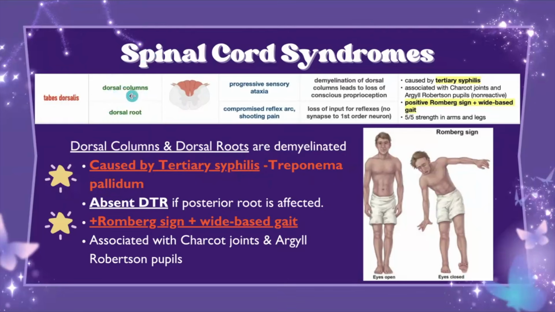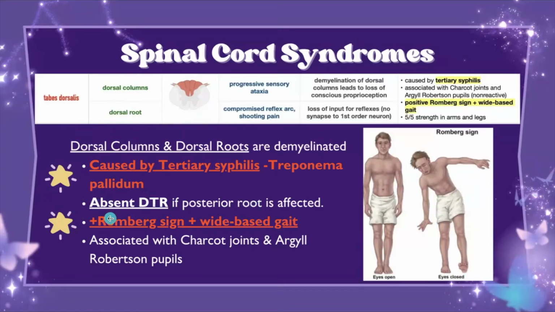The dorsal columns would be affected, meaning that the patient would have progressive sensory ataxia due to the loss of conscious proprioception. And because of the demyelination or the damage to the dorsal root, the patient would have a compromised reflex arc. So they would have an absent deep tendon reflex, and this is very important. The dorsal root is very important for the execution of the deep tendon reflex, and that is why this reflex would be absent in this case.